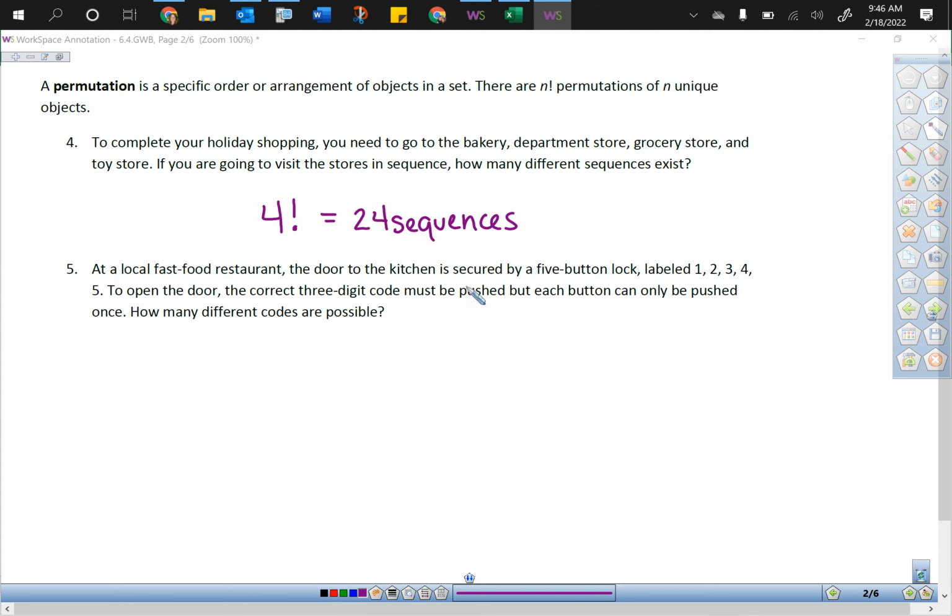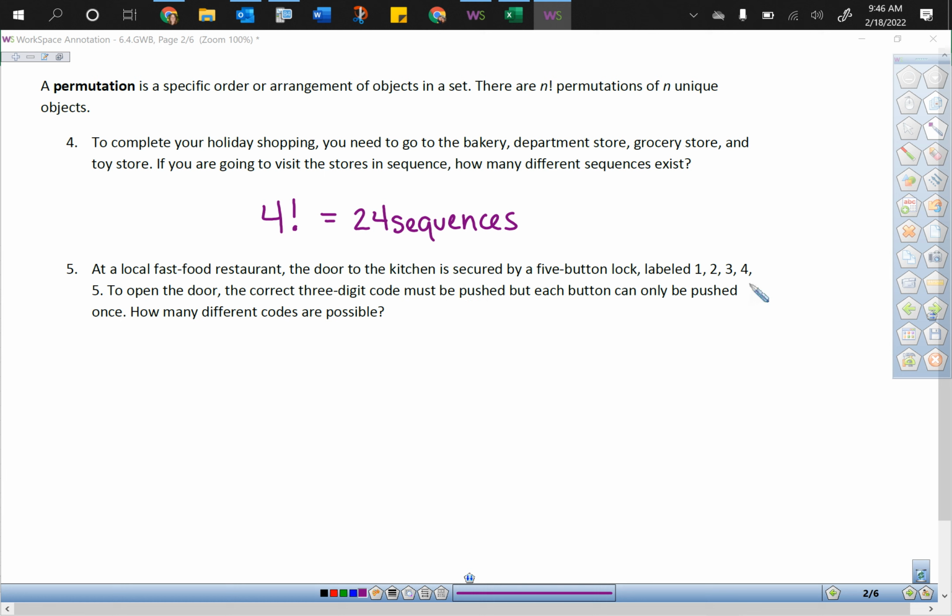Number 5 says, at a local food restaurant, the door to the kitchen is secured by a 5-button lock labeled 1, 2, 3, 4, 5. What a weird lock that's going to look like. To open the door, the correct 3-digit code must be pushed, but each button can only be pushed once. How many different codes are possible?